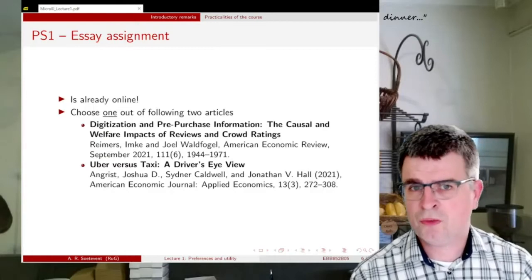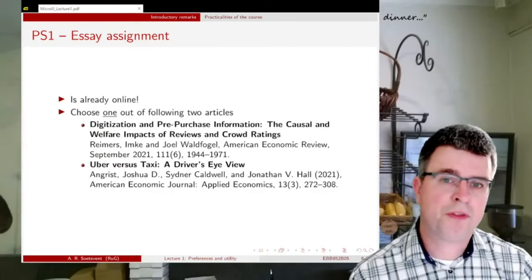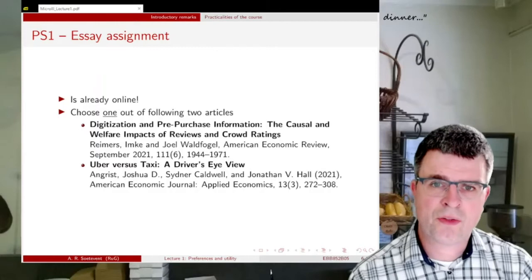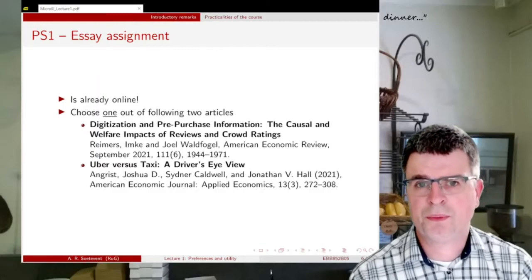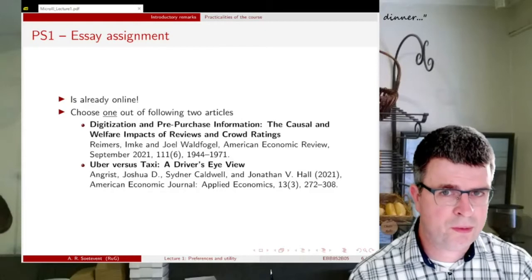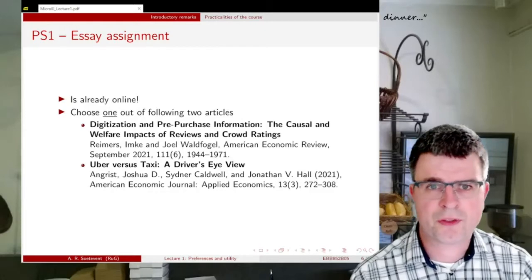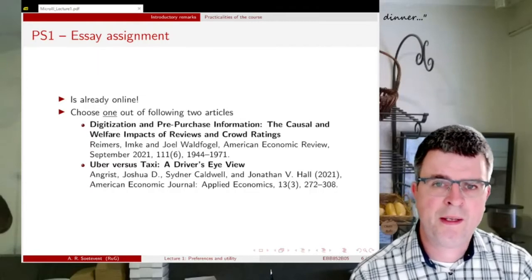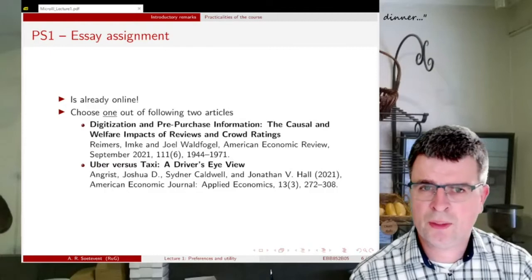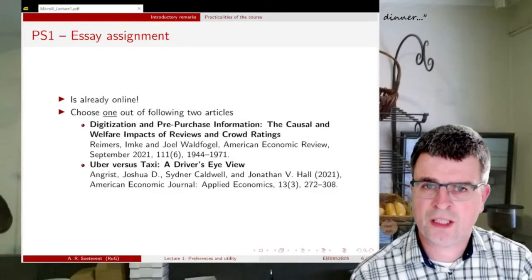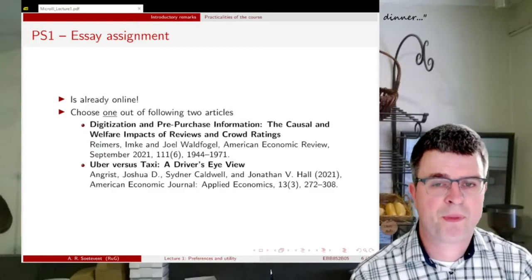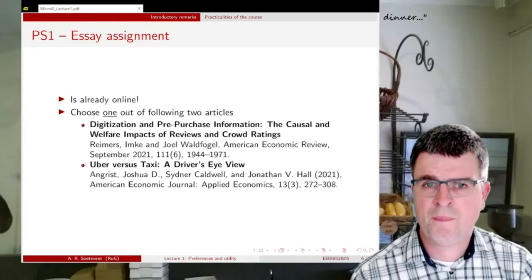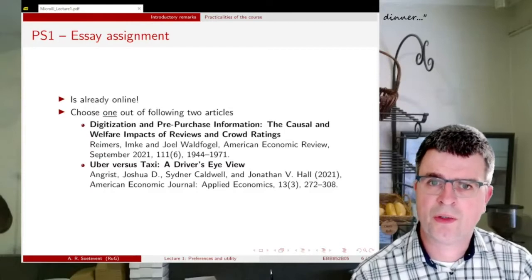What Rijmers and Waldvogel do is they build a structural model to really evaluate, to measure the added consumer surplus of these online book reviews. And they also compare the online book reviews, so the Amazon star ratings, with the reviews in traditional outlets like the New York Times. What they find is that the impact of the online book reviews is 10 times as large as of the traditional book reviews. The reason being that there are many more of these online reviews, so their aggregate impact is much larger.